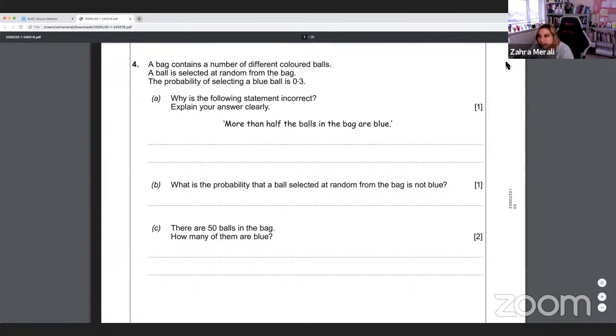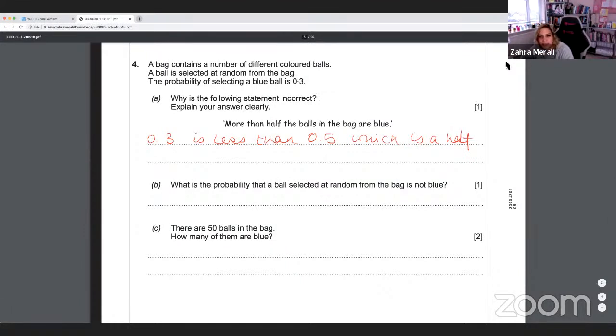Well, what is half? Half is the same as 0.5. So it's incorrect because 0.3 is less than 0.5, which is a half. That should probably get you all the marks. But just be super clear.